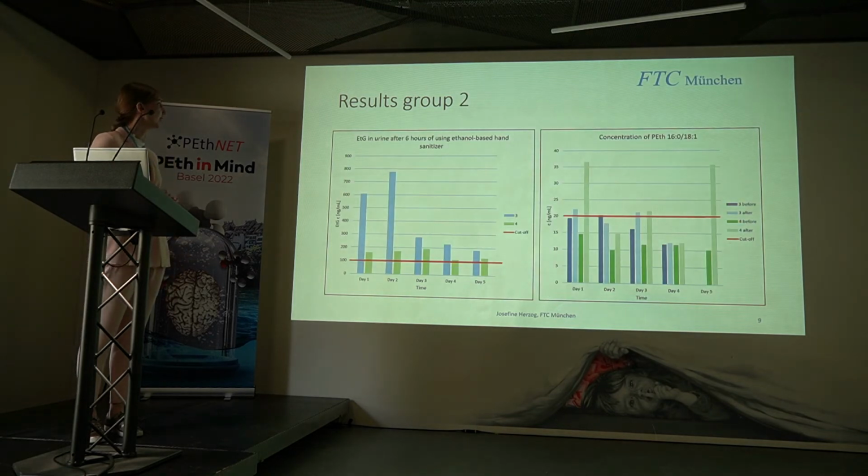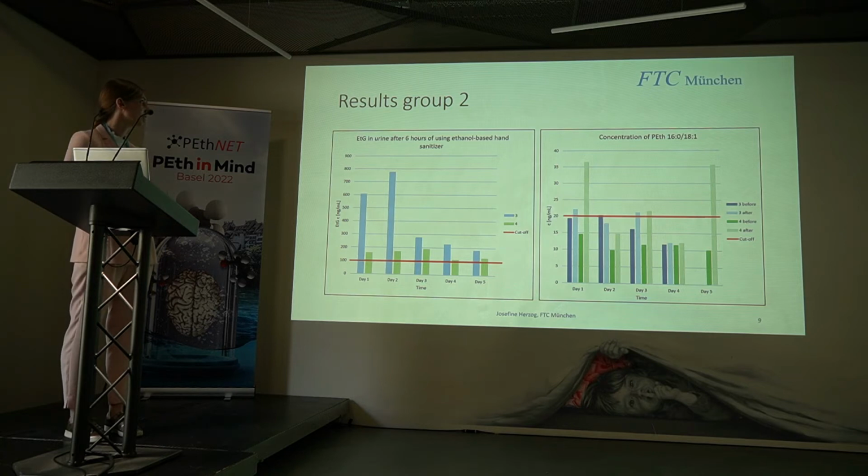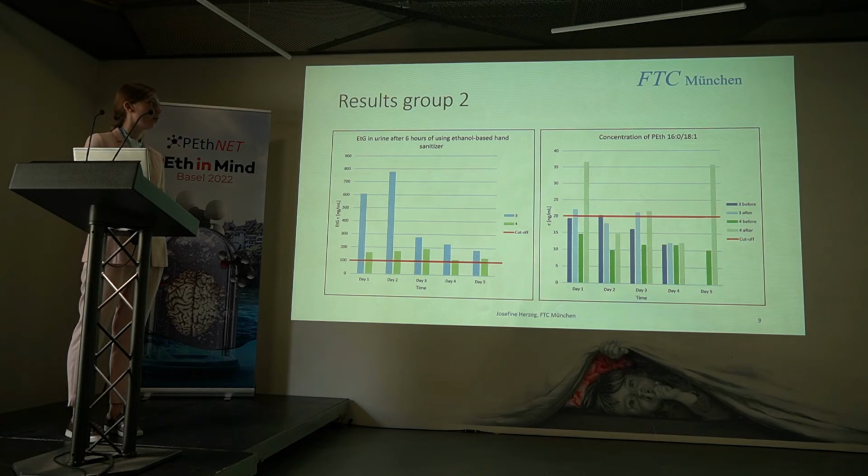Here you can see the results of group 2. Their initial PEth concentration was from 10 to 20 nanogram per milliliter, as a reminder. And on the left hand side, you can see that the ETG in urine concentration after the use of an ethanol-based hand sanitizer for 6 hours was also exceeded. And the concentration of PEth 16:0/18:1 is stated on the right side.